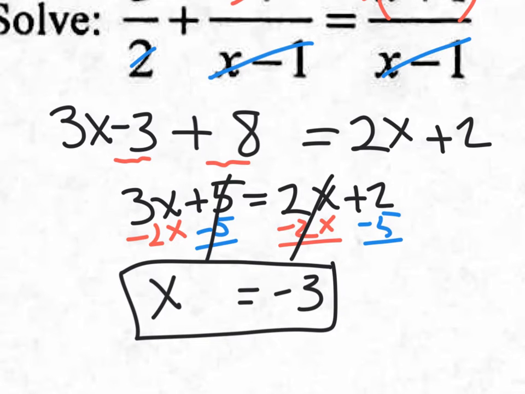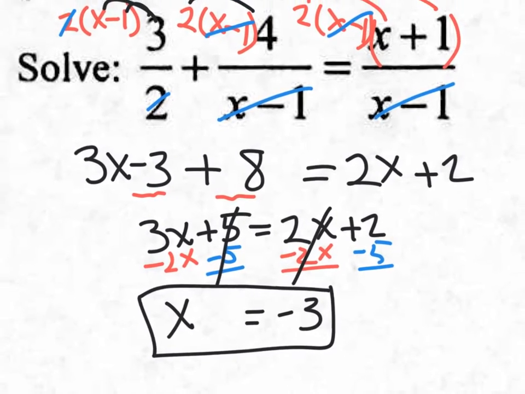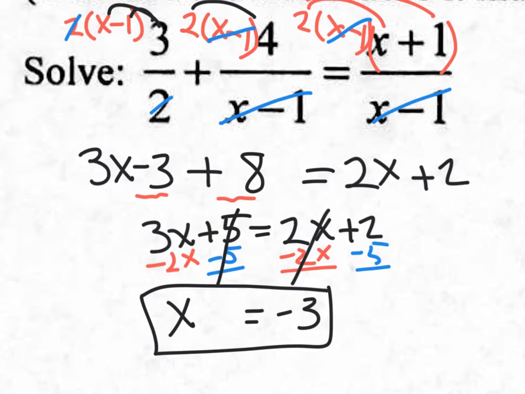All you got to do is double check and make sure that x equals negative 3 doesn't cause any of these fractions to become undefined, which it doesn't. So that is your answer, x equals negative 3. Let me go back and do this one problem over again, but by getting rid of one fraction at a time.